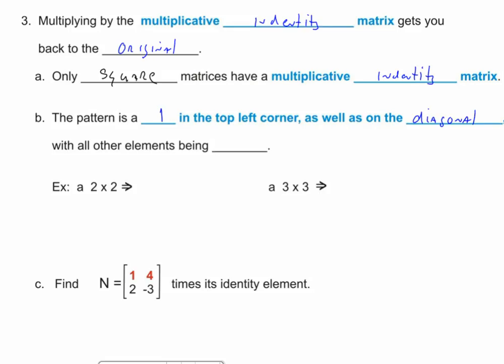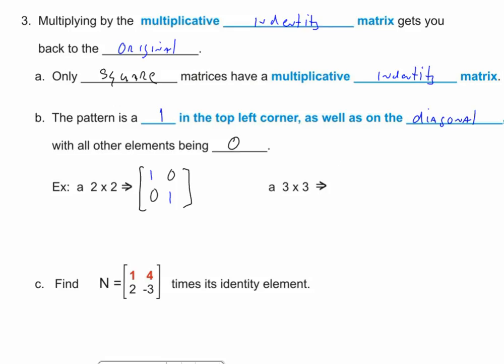So it's a fairly simplistic pattern. All the other elements are 0. So you've got a 1 in the top left corner, and then down the diagonal, and then everything else is 0. The two most popular ones, because again, we're human brains and we do small things. So you have to have a 1 in the top left corner. You go down the diagonal, so you have another 1. And then your other two elements are zeros, right? And that's the identity element or matrix for a 2 by 2.